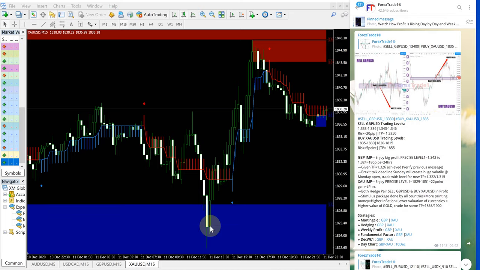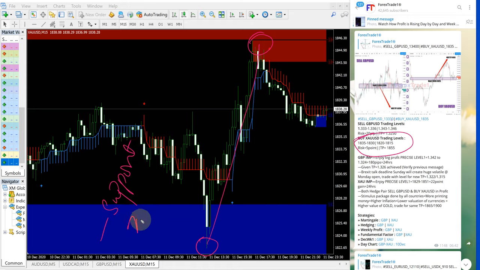First we will see how gold performed. For XAUUSD, here is the entry range given, and it performed from here all the way to here, and as per our given signal, our tool is also indicating the same. This is the support zone, the blue highlighted area, and this is the resistance zone.